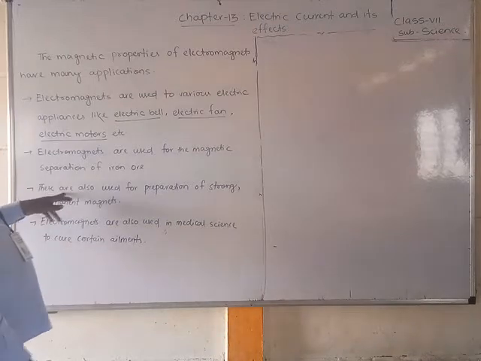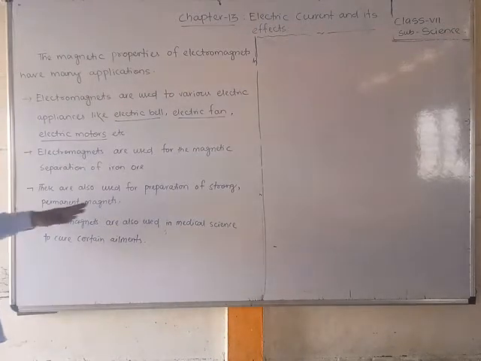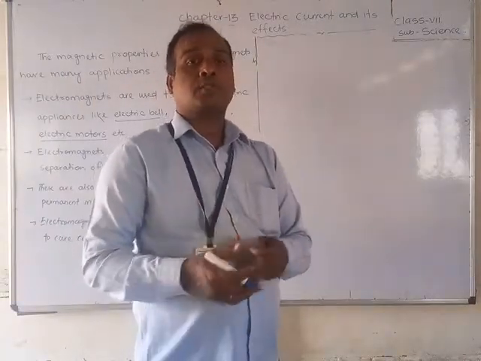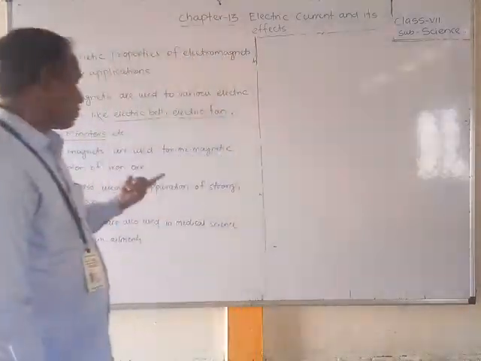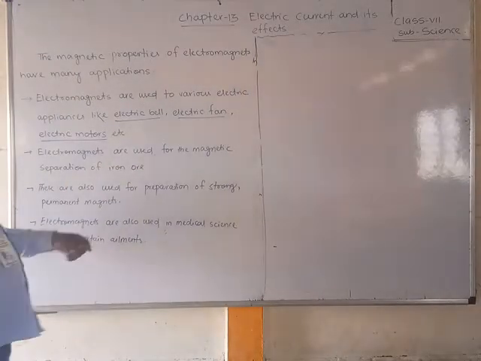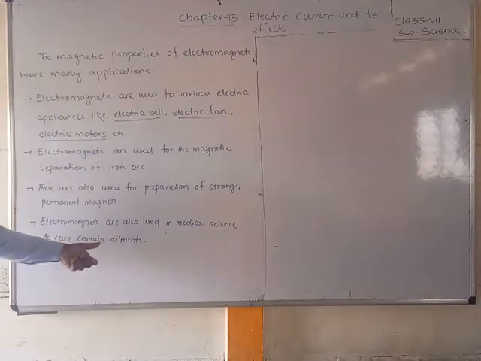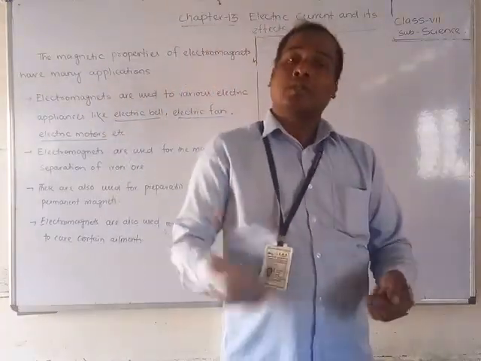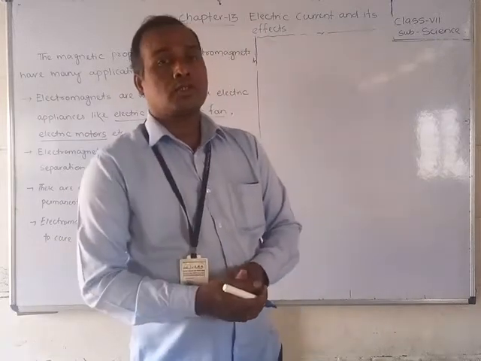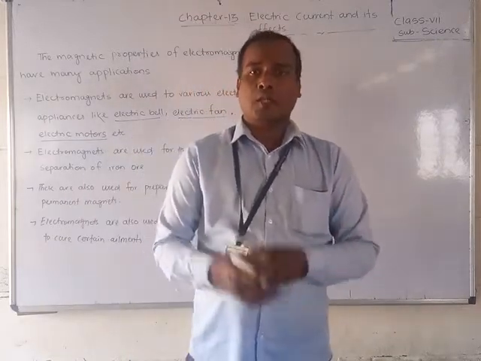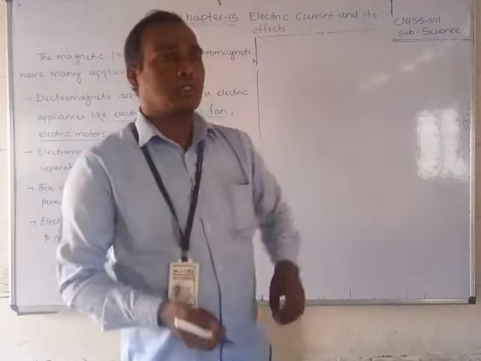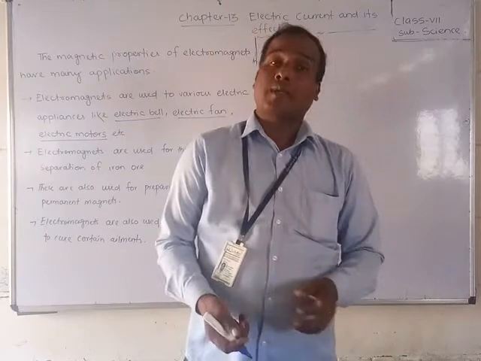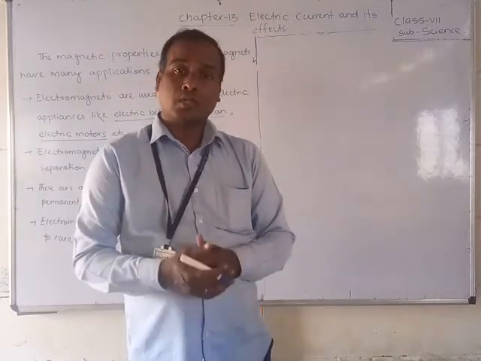Next, electromagnets are also used in the preparation of strong permanent magnets. Electromagnets are also used in medical science to cure certain ailments. Okay students, that is all about electromagnets and how electric current affects magnetic fields.